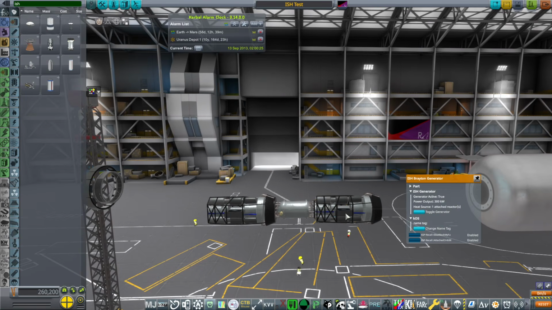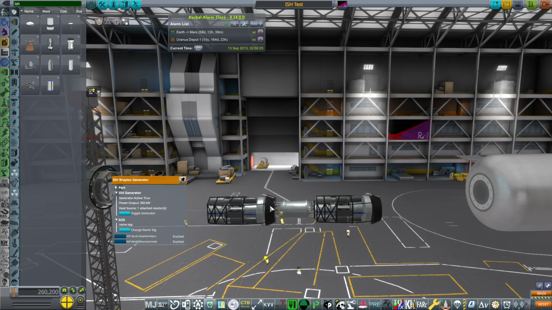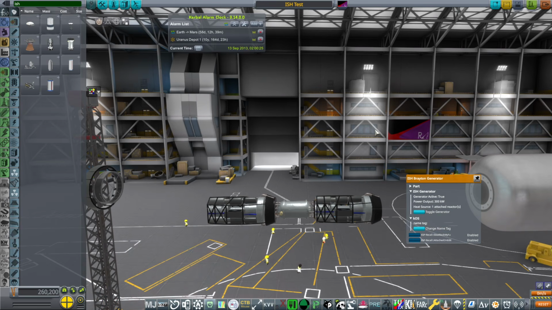So we've attached it here. You'll note that the power output's now only 300 kilowatts. This one is also now only doing 300 kilowatts. And that's because these have a factor written into them for how much they're actually able to suck out of the reactor. That's effectively the Brayton converter efficiency.